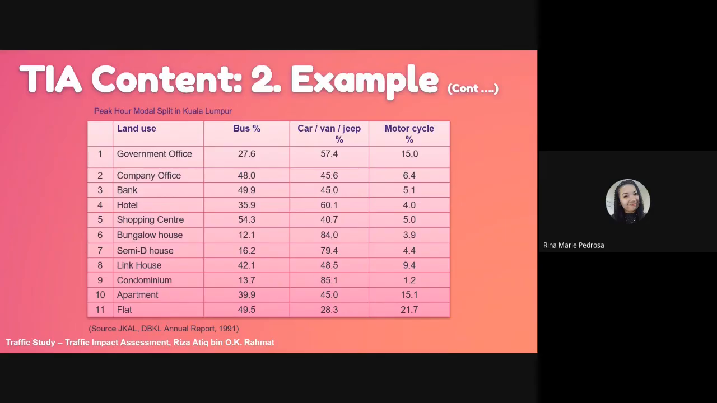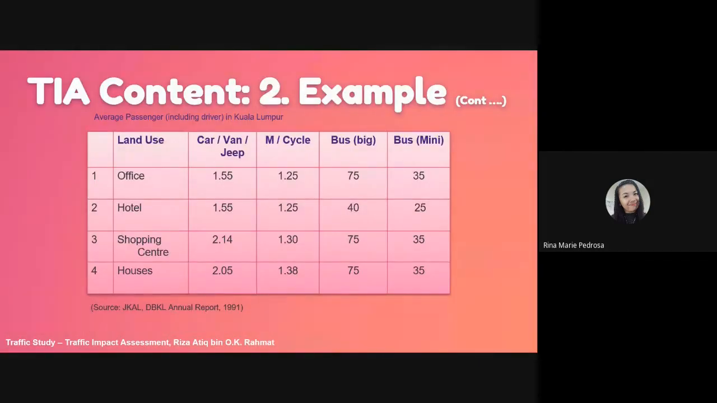So we have here buses and cars, motorcycles. There are three modes. So average passenger including driver in Kuala Lumpur. So they have this. For offices, car, van or jeep. Motorcycle, bus bigger, they have 75. Bus mini 35. If you can observe the capacity of these modes. So this one is better, bigger transport.